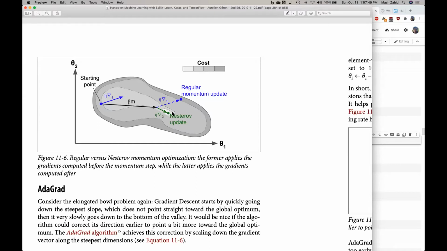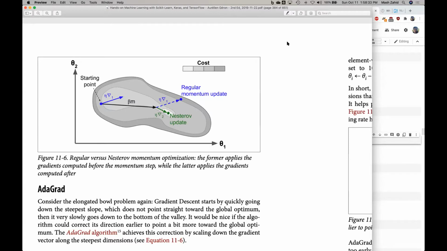Here's the way to understand it. If you look at the sequence going from the blue dot on the left, adding beta m to the black arrow, and then adding the update, eta times the gradient there, that's where momentum takes you, to the blue dot on the right. But if you apply the Nesterov formula, you advance by beta m, then you calculate the gradient. So you first advance to the tip of the black arrow, then you take the gradient at that point and add it. And that gets you to the green dot.